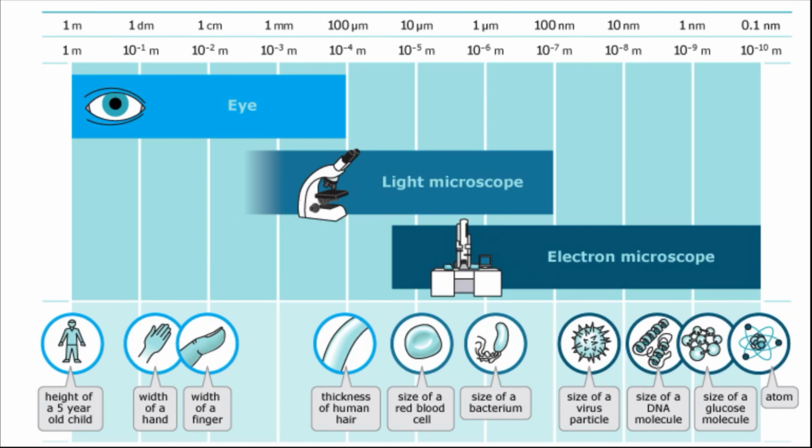The human eye can see things about as small as 100 micrometers. This is about the thickness of a human hair. A light microscope can see things that are smaller, down to about 100 nanometers. To see things smaller than that, you need a more powerful microscope, something like an electron microscope. Hopefully, using our light microscope, we'll be able to see things as small as a single cell.